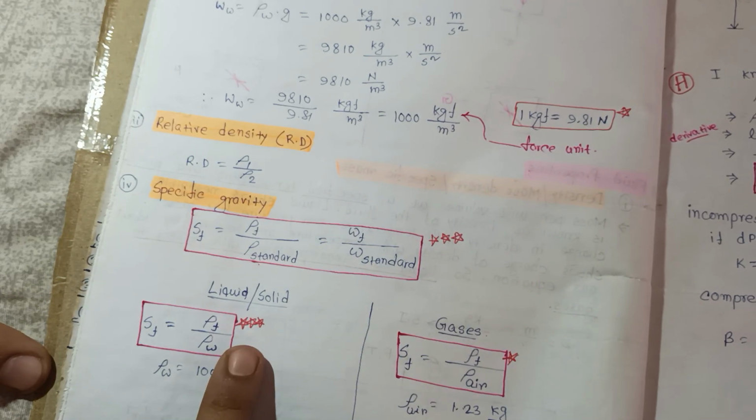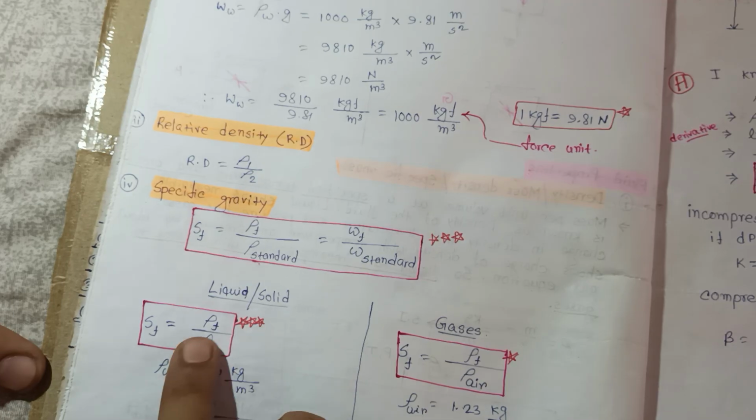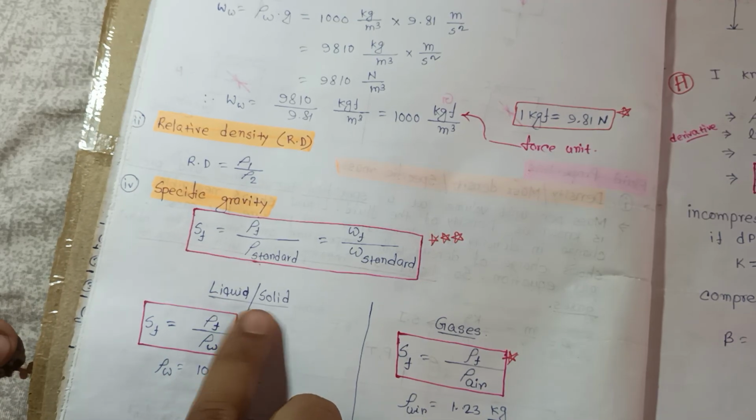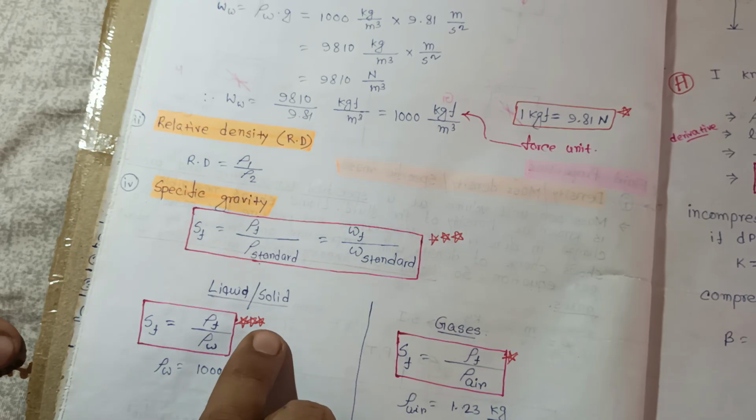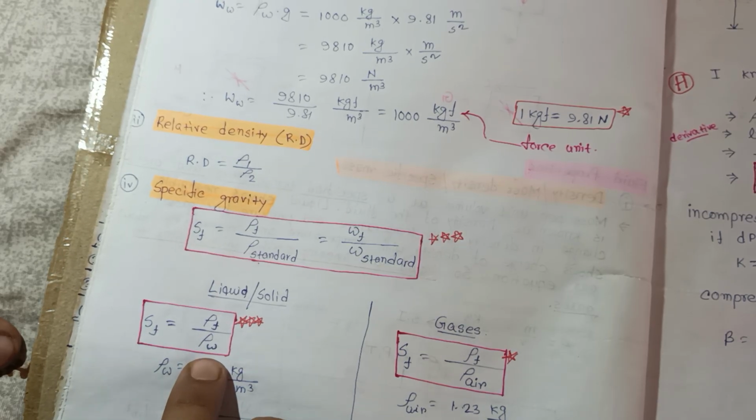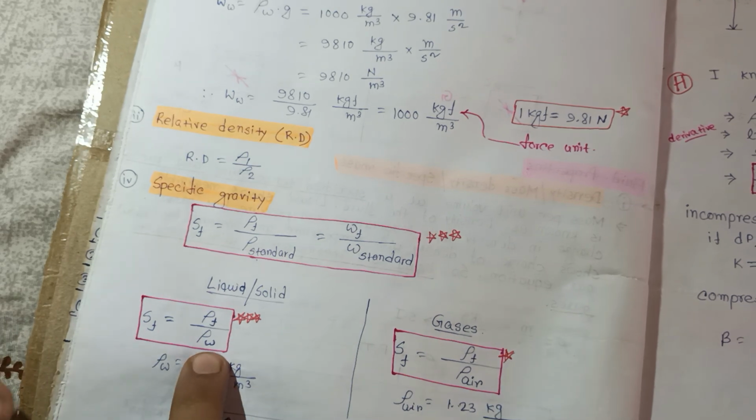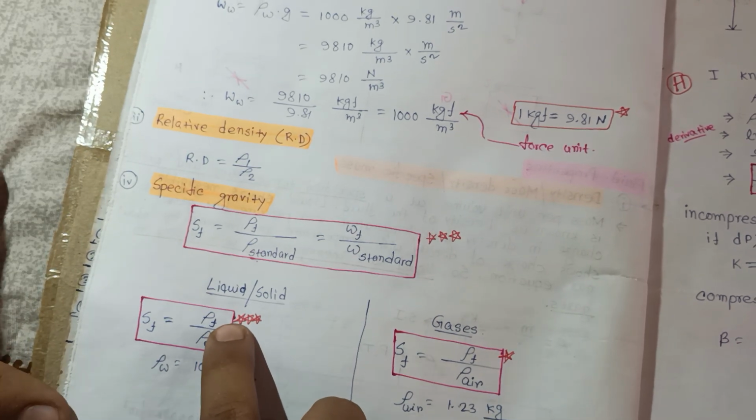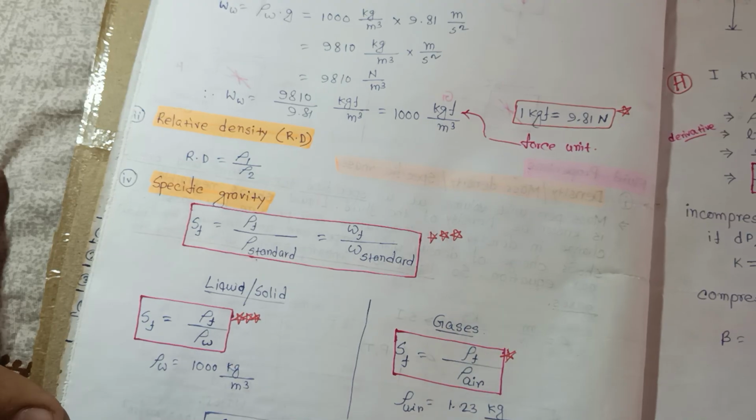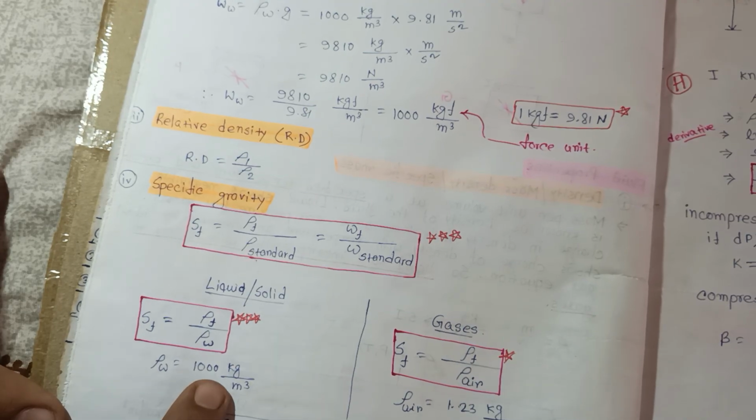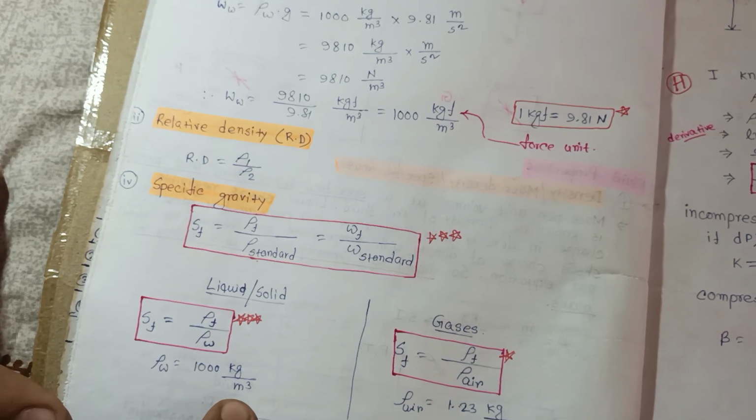So for liquid or solid, the specific gravity is equal to density of fluid divided by density of water. So this is very, very important. There is a density of fluid, any fluid, but here the standard fluid is water, and density of water is 1000 kg per meter cube.